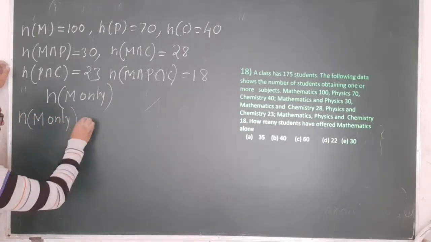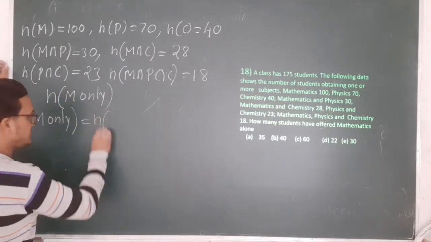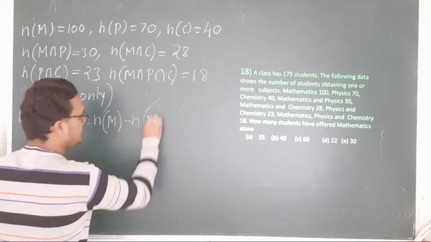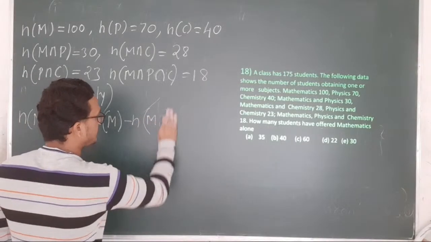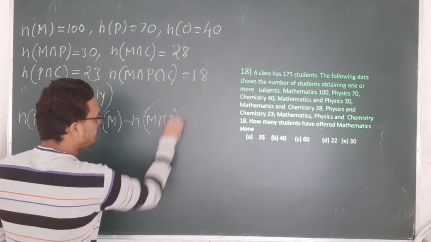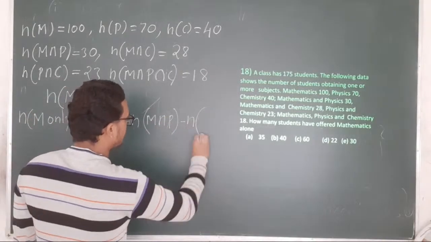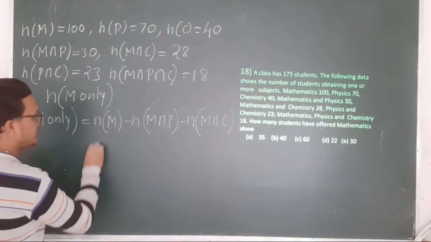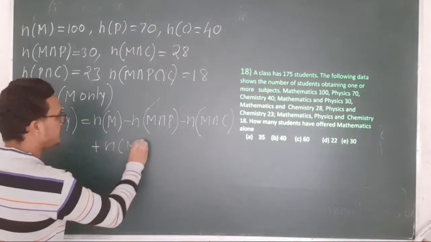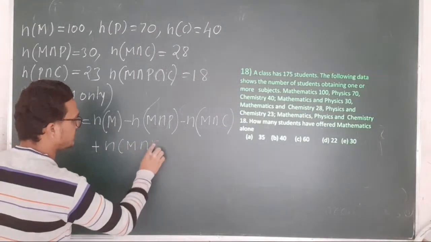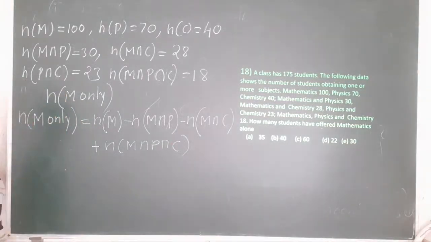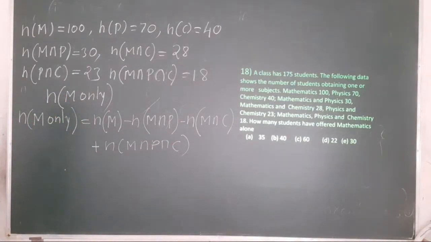How to write that formula? If you remember, that is N of M minus N of M intersection P, minus N of M intersection C, plus N of M intersection P intersection C. This is your formula, and that formula you have to use.